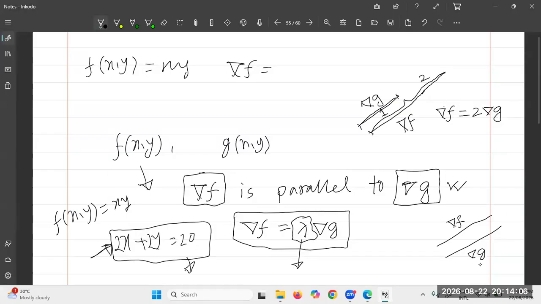Okay, so now how can we calculate the gradient of this constraint? For our example, f of x comma y was x times y, and the constraint was x plus y minus 10.